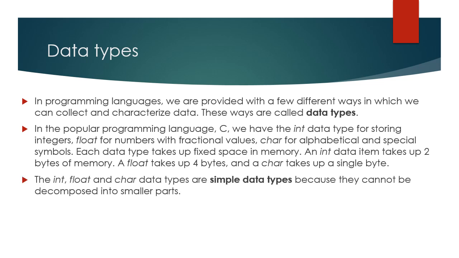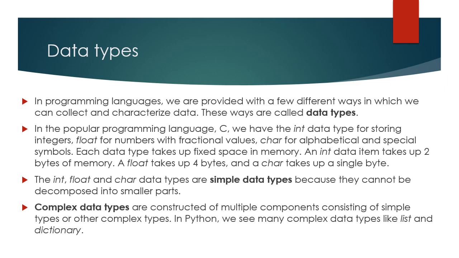The int, float and char data types are simple data types because they cannot be decomposed into smaller parts. Complex data types are constructed of multiple components consisting of simple types or other complex types. In Python, we see many complex data types like list and dictionary. Can you think of more?